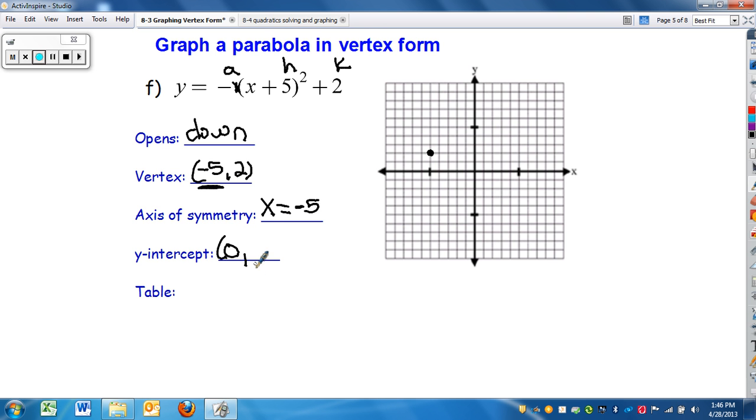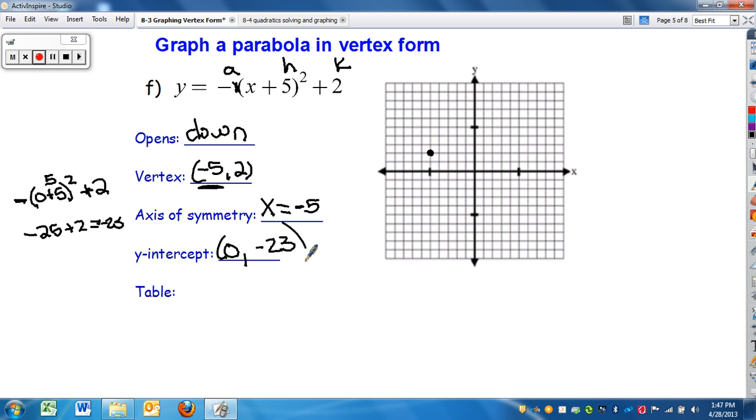The y-intercept is going to be at 0, so we're going to plug in 0. So we have negative (0 plus 5) squared plus 2. 0 plus 5 is 5. 5 squared is 25, negative 25. Plus 2 is negative 23.